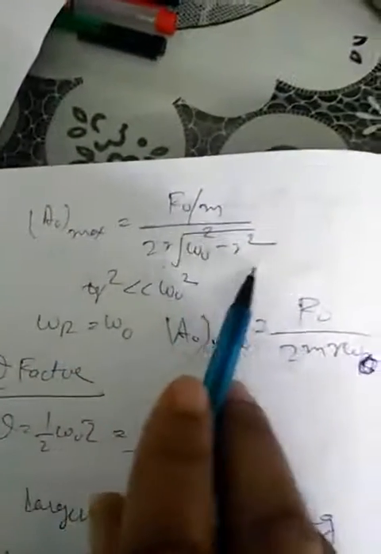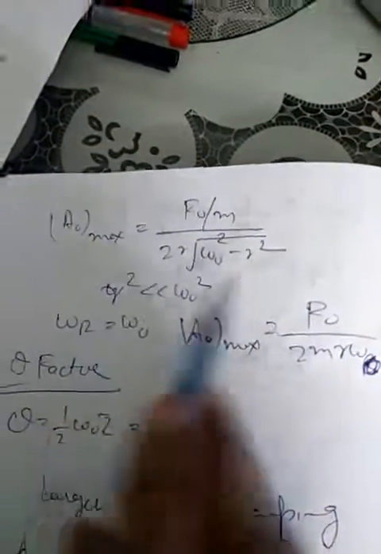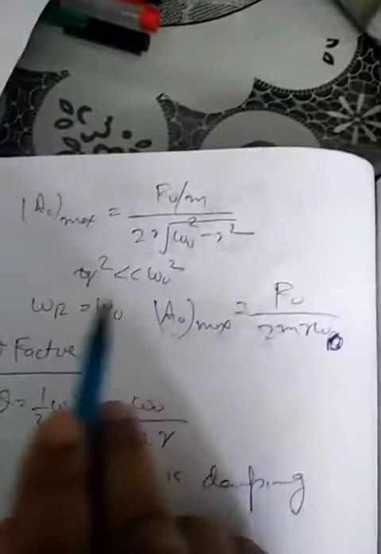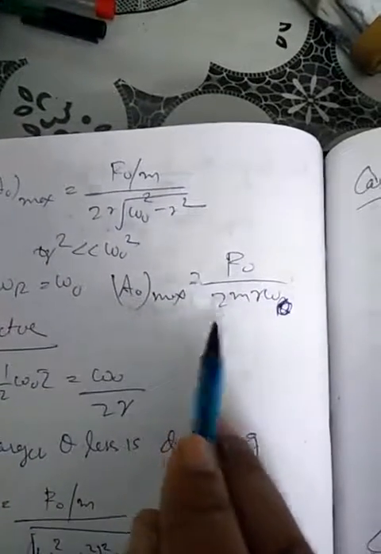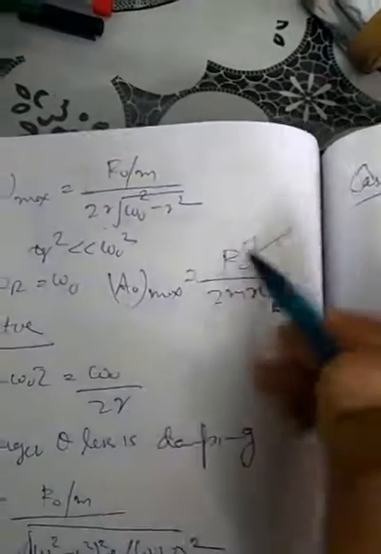Now what will happen at the resonance? The maximum value of the amplitude, again we can get from this one. That is equal to f naught by m into 2 gamma times the square root of omega naught square minus gamma square. If gamma square is much lesser than omega naught square, the maximum value is equal to f naught by 2 m gamma omega naught. So that is what happens at the resonance.